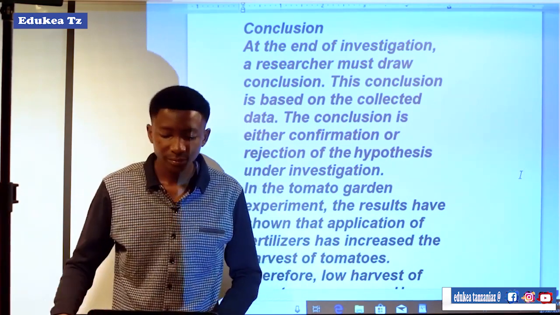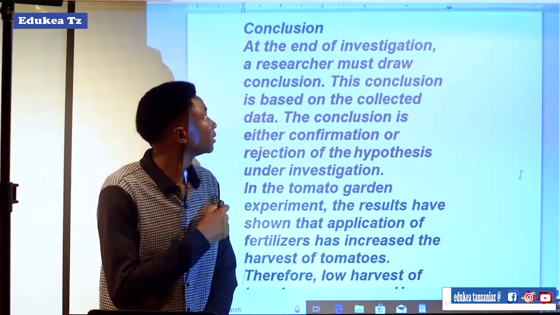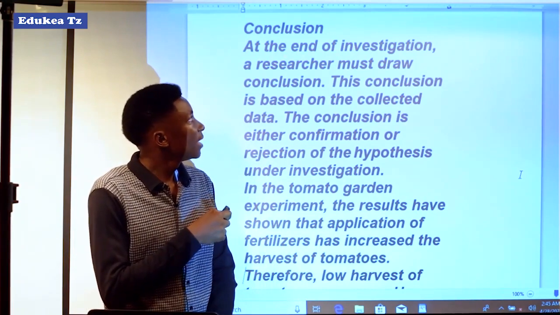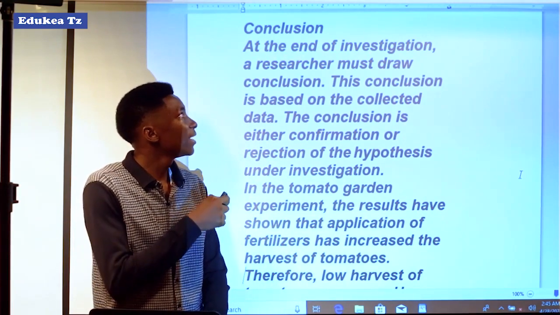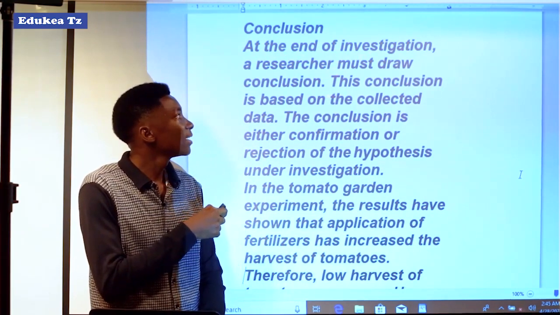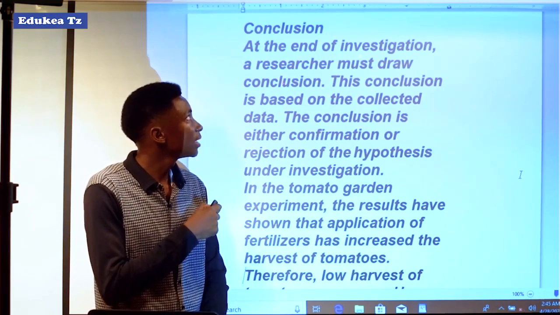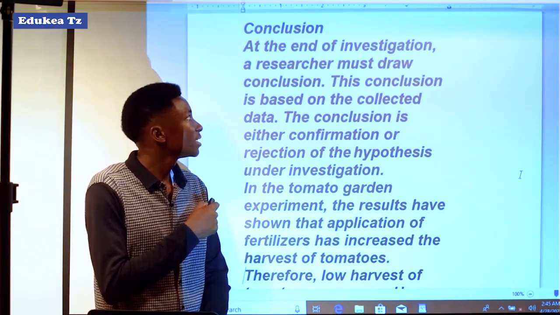We say conclusion at the end of the investigation. This is the end of the investigation. That is what we call conclusion. So conclusion is the end of investigation.